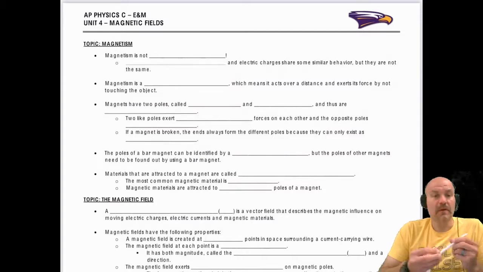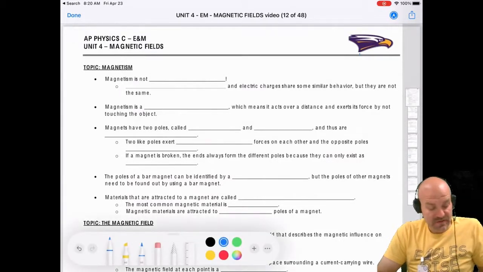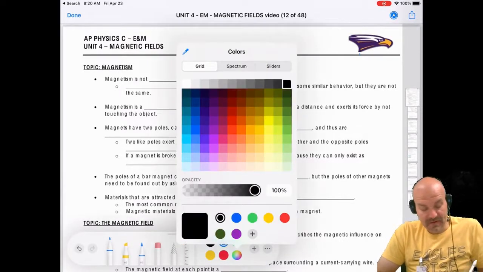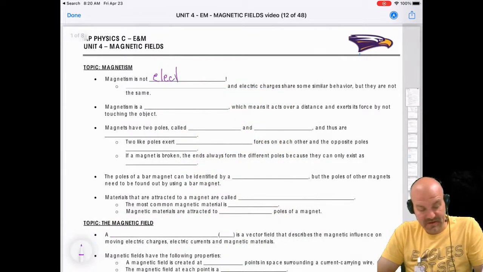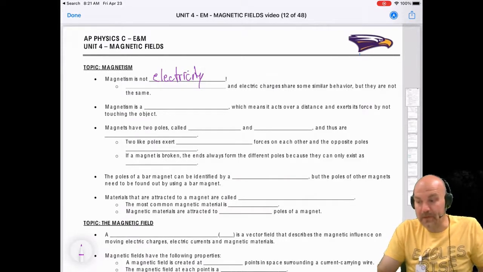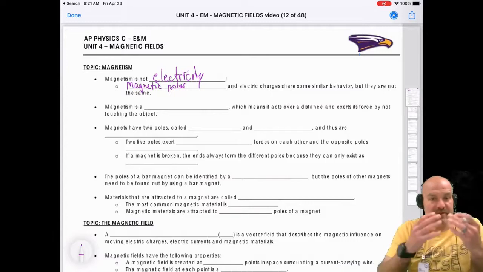For example, the first thing that you need to realize is that magnetism is not electricity. Okay, they do share a lot of the same properties, but understand magnetism is not electricity. Okay. Now, magnetic poles and electric charges share some similar behaviors, but they're not the same.